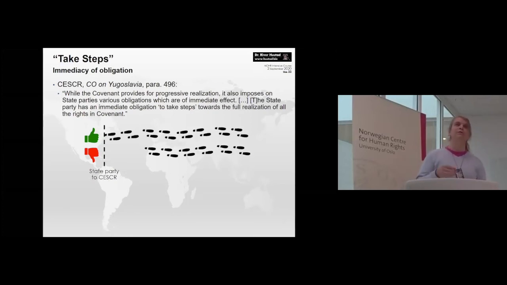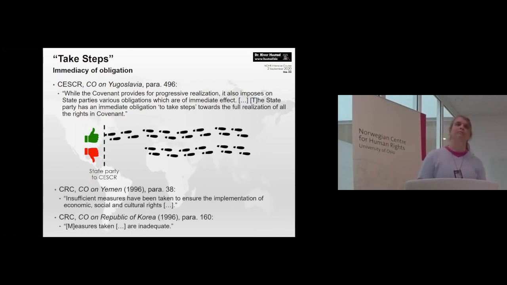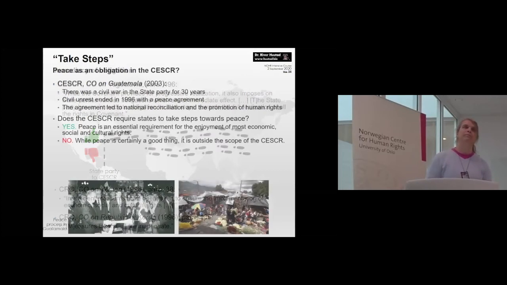So don't confuse taking steps with progressive realization. As the committee said, while the covenant provides for progressive realization, it also imposes on state parties various obligations which are of immediate effect, including take steps. And here are some, this is from the Committee on the Rights of the Child, who have a similar provision, and they have criticized a couple of states, saying that the steps taken were not adequate.